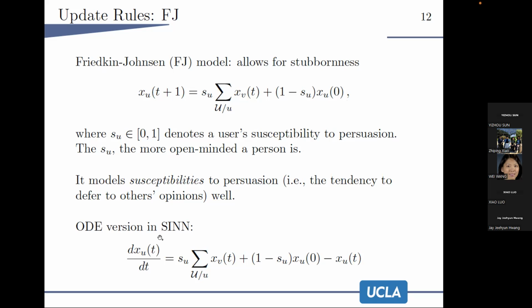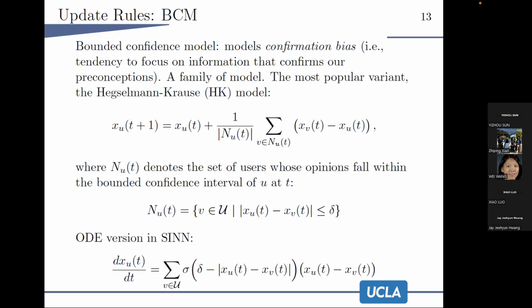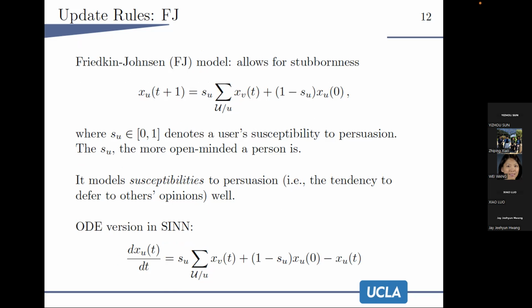And it's also transformed into a derivative form, and gets the ODE version in SINN. So why in the end do we have the last item?